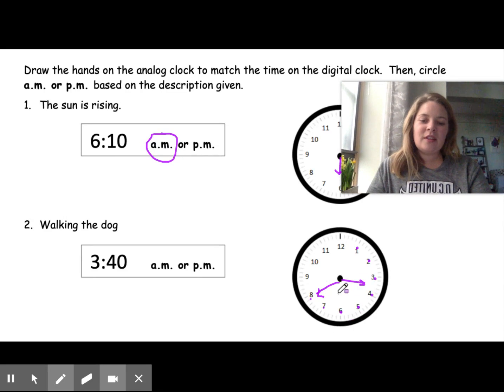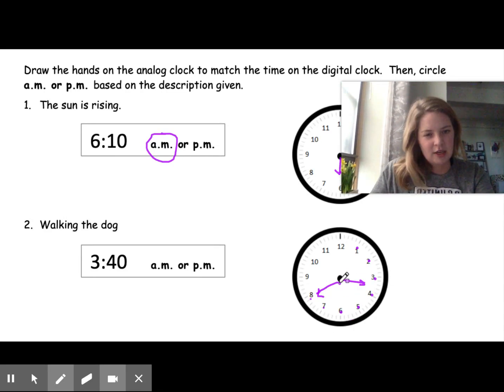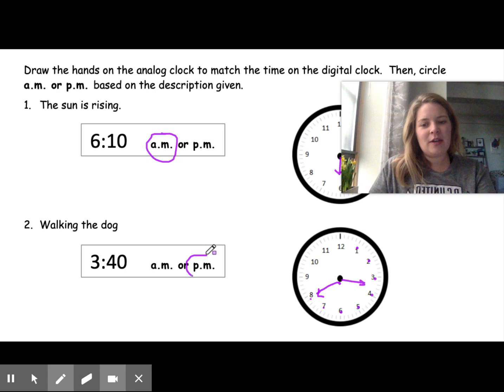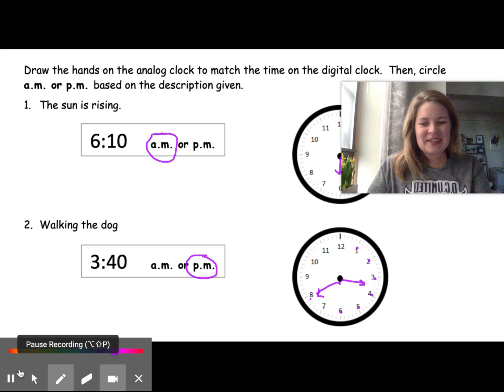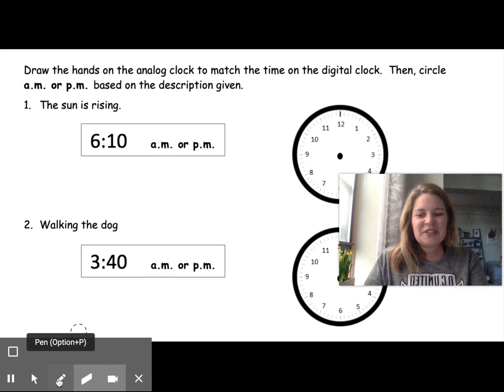Now, would you walk the dog at 3:40 in the morning before the sun rises? Or would you walk the dog at 3:40 in the afternoon after you get home from school? They'd probably do it in the afternoon. So it would be 3:40 p.m. Good job, second graders. Let's try another problem.